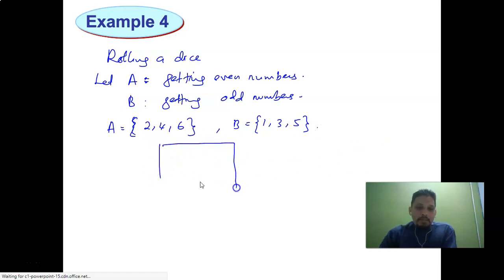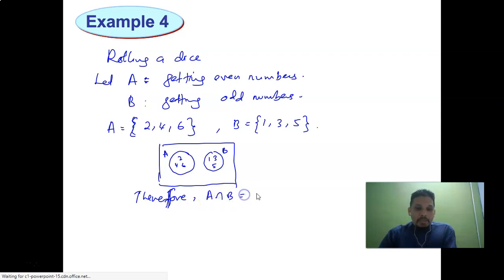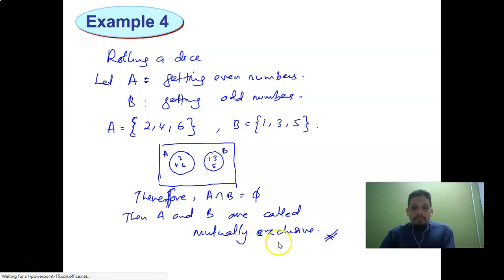Okay, so say event of A here and B with 2, 4, and 6, 1, 3, 5. So between these two events, there's no numbers on the dice that are shared by both A and B. There's no intersection. So then, therefore, A intersect B is an empty set. Then A and B are called mutually exclusive. Okay, so in terms of mutually exclusive here.